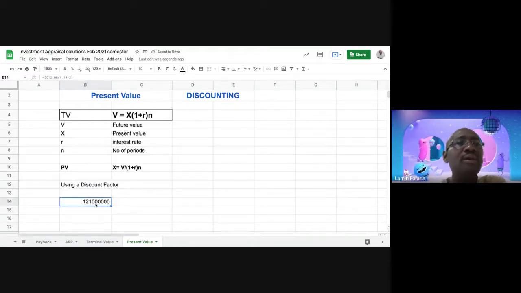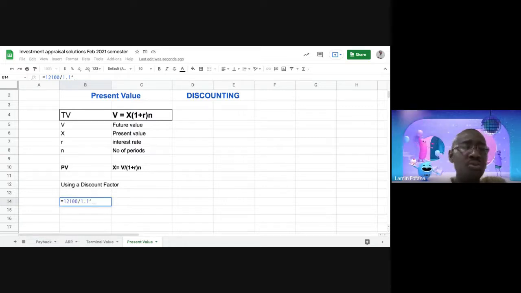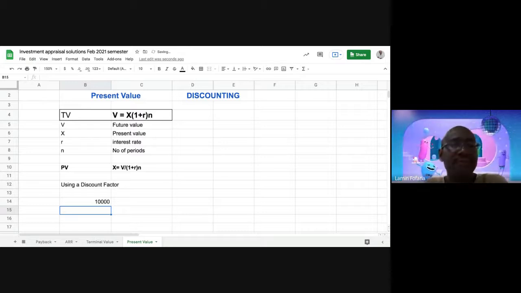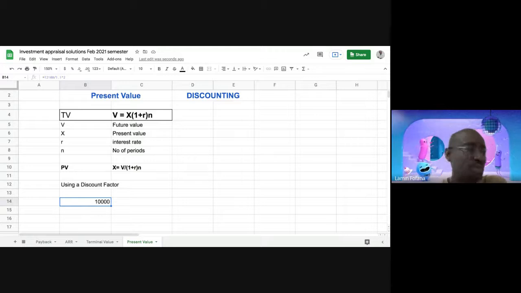No, this cannot be correct. Let me just do that again. Equals 12,100 divided by 1.1 raised to power 2. So that gave us 10,000. This is what we did, yeah? This is what we did.